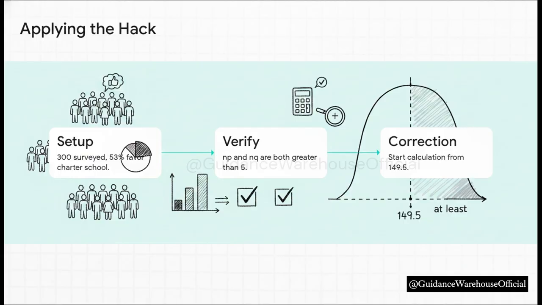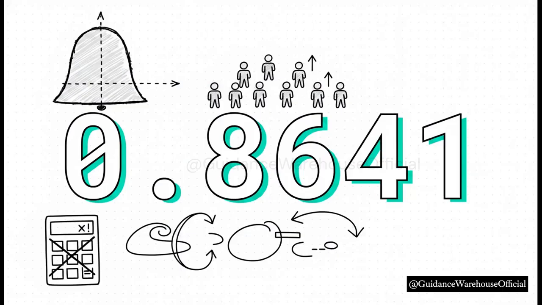Our mean is 159. Step 3 is where the trick happens. We want the probability that at least 150 favor the school. To apply that 0.5 continuity correction factor to make sure we include 150, we actually start our normal calculation slightly wider, from 149.5. Crunch those approximated numbers and we get 0.8641. So there is an 86.4% chance that at least 150 people in that survey of 300 will favor the charter school. And the best part? We did all of that without having to manually calculate 150 different complex binomial formulas.